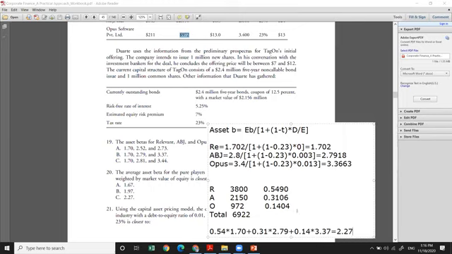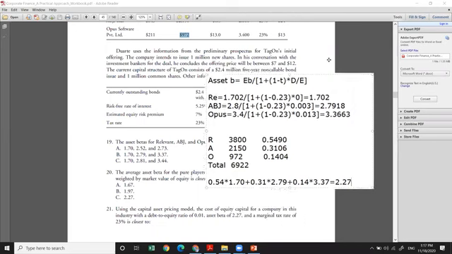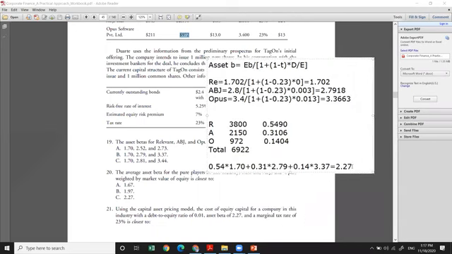Okay, this is what we used to find the beta average. If this information is not given, what would you do? You could just get the average of these betas. You will just sum them all up and divide by 3. This is the weighted average.